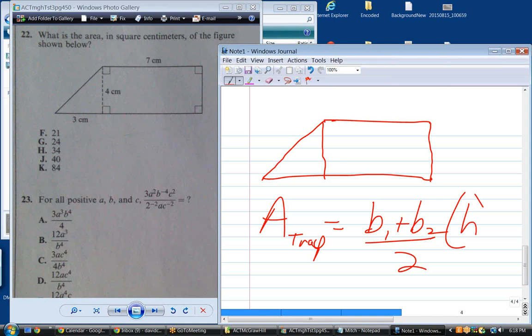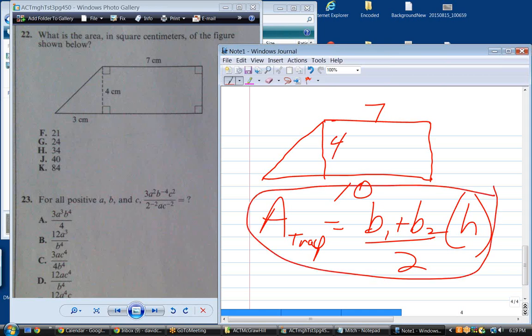times height? Uh-huh. And notice that that actually makes the problem a little harder, because now you have to figure out that this is 10. But if it were labeled 10, this would be the easier way to do it. It would be 10 plus 7 divided by 2, that's 8.5, times 4, which is 34. In other words, you can get it in one step by using the formula for a trapezoid.